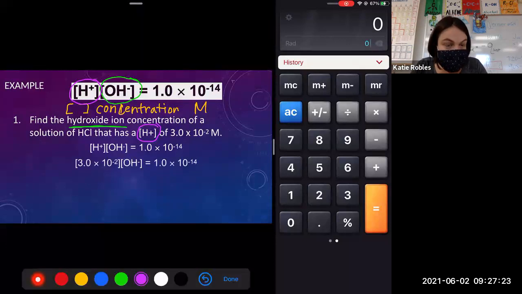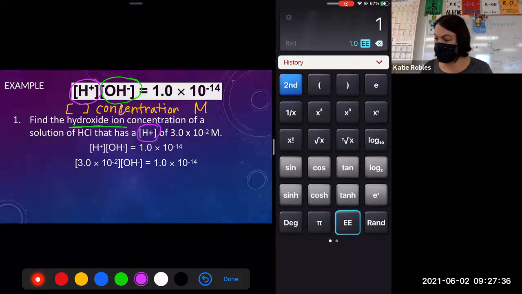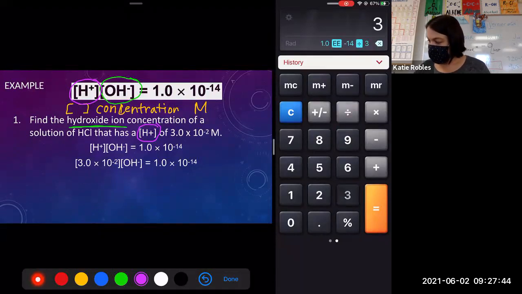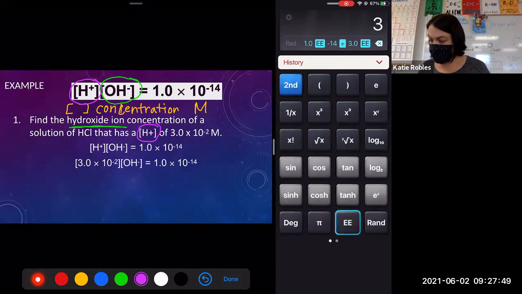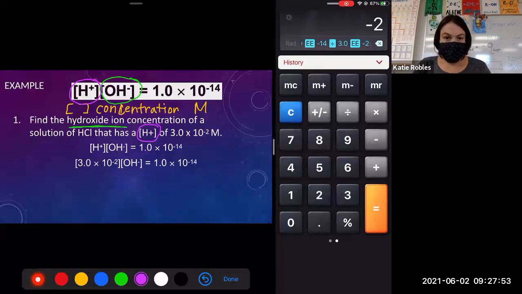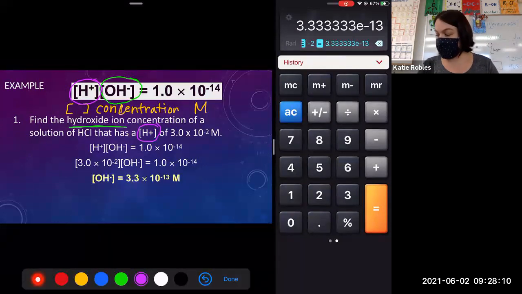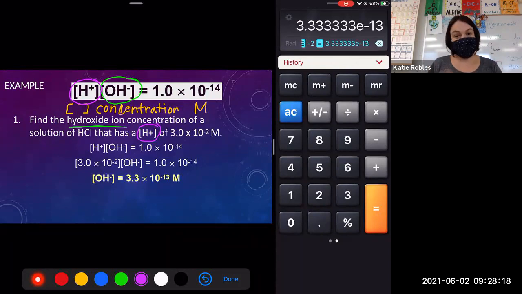You're basically solving for X. This is algebra. You guys have been doing this a lot in my class and hopefully in math class. So you use the 1.0, all right, times 10 to the, that EE button, negative 14th, divided by 3.0 times 10 to the negative 7th. All right. So you got to use that EE button. If you don't use it, then you're going to have to parenthesize everything that you do. And so you get an answer of 3.333. You only need 2 sig figs. So you get 3.3 times 10 to the negative 13th molar, or moles over liters. That's the concentration of hydroxide ions. All right.